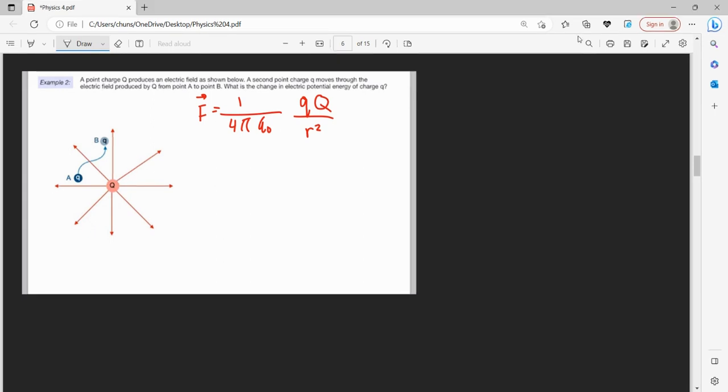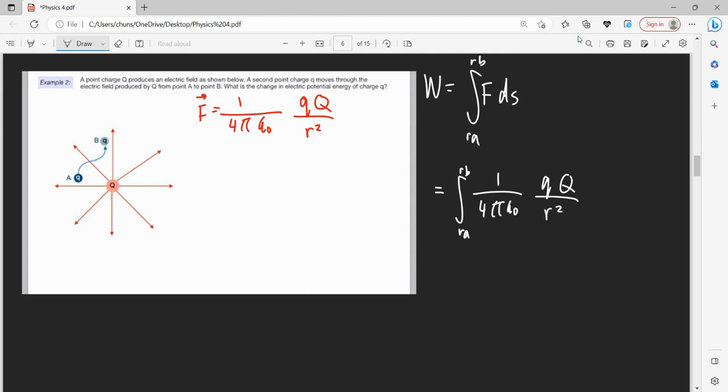So then this will look like work equals the integral, so our ending point is B, starting point is A, and when we plug in our F, this gives us 1 over 4 pi epsilon naught over r squared. And instead of ds, we are going to be using dr because it's our change in our radius, because you can imagine them at different distances from that Q, where this is rb and this is ra.